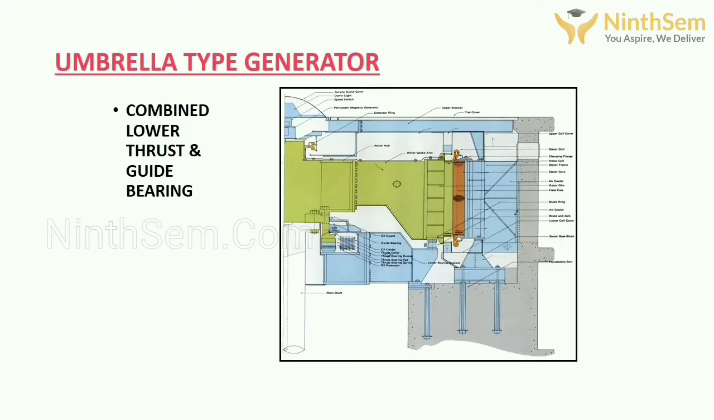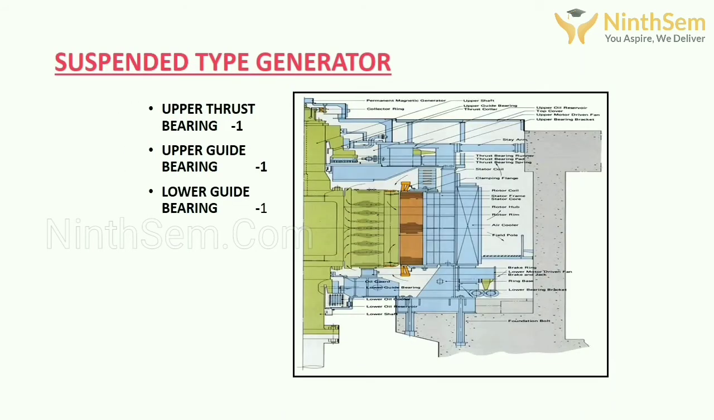Here we are looking at an umbrella type generator, which works on a combined lower thrust and guide bearing. Here we are looking at a suspended type generator having upper thrust bearing, upper guide bearing and lower guide bearing. Here we are looking at a generator.